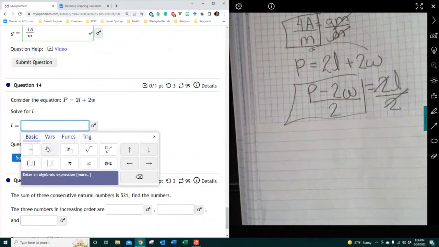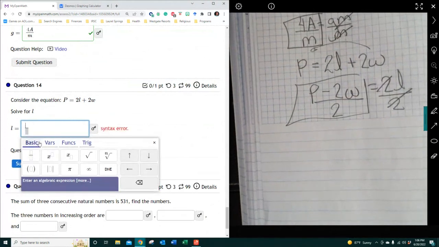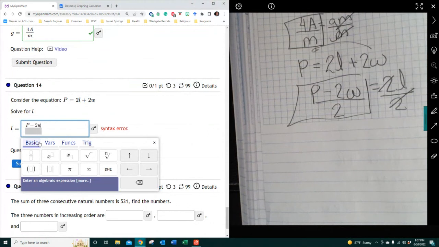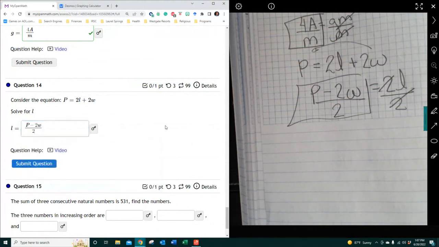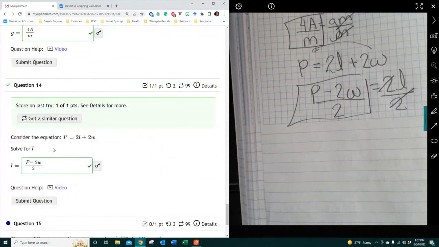This is a joke compared to that one again. I hope that you're gaining confidence in this. This is pretty easy. All right, so we have that, and we have 2, and we got the answer.